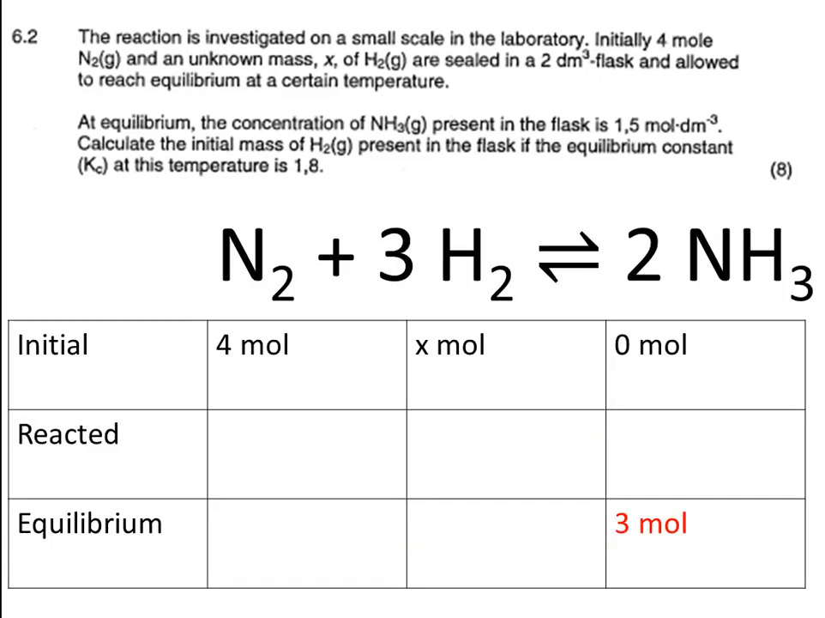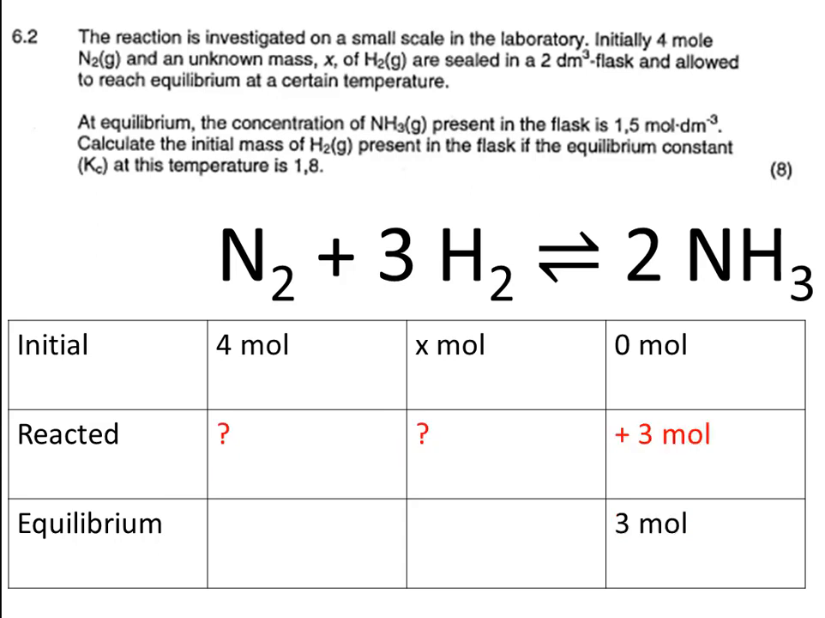So at equilibrium, we have 3 moles of ammonia. Where did those 3 moles of ammonia come from? Well, they were formed during the reaction. Where were they formed from? They were formed from some of this initial 4 moles of nitrogen reacting, decreasing the amount of nitrogen present. And of course, they also needed to be formed from hydrogen. They were formed from some of these X moles of hydrogen reacting, decreasing that.